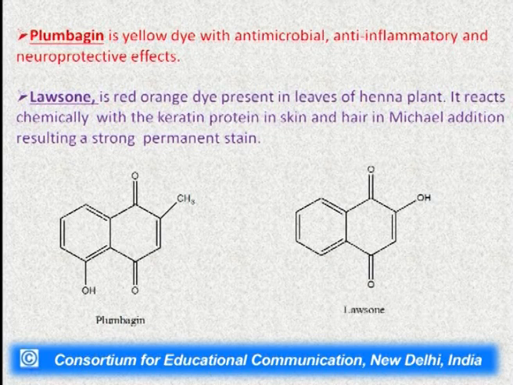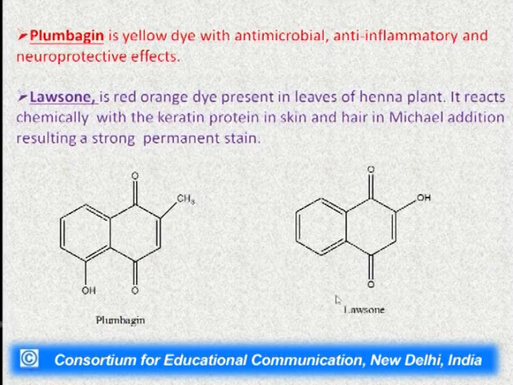Then these are again 2 natural forms of 1,4-naphthaquinone derivative. One of them is plumbagin and one is lawsone. Plumbagin is a yellow dye which has antimicrobial, anti-inflammatory and neuroprotective effects. So, it is a very important dye.